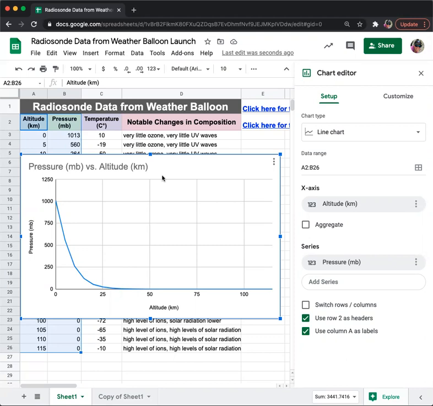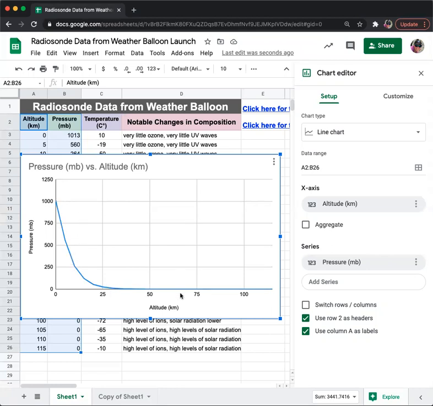So first of all, our axes are something we need to change. Right now we have pressure on our y-axis and altitude on our x-axis. Now this isn't entirely wrong. Our altitude is our independent variable. However, for the ease of interpreting this, we're going to flip this so that our altitude is going up. That way, as you look at this graph, you'll see how it changes as altitude goes up.